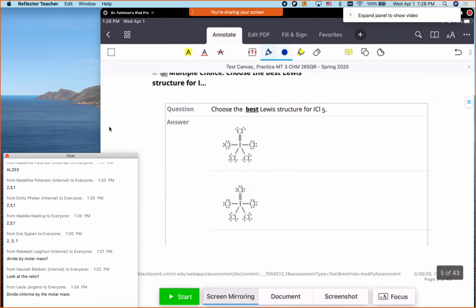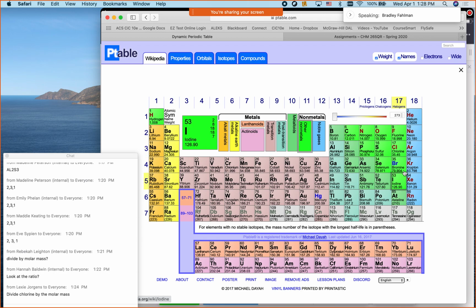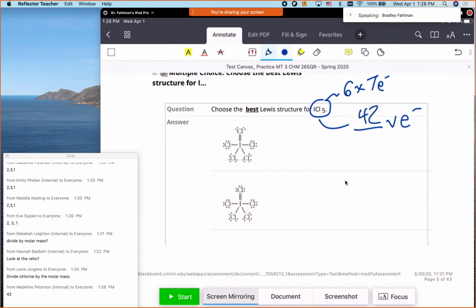Lewis structure for this one. So how many total valence electrons for that one? And so ICl5. So everything is in group 17 here. So for valence electrons, you've got 6 atoms total, each with 7 electrons, right? So 42 valence electrons.